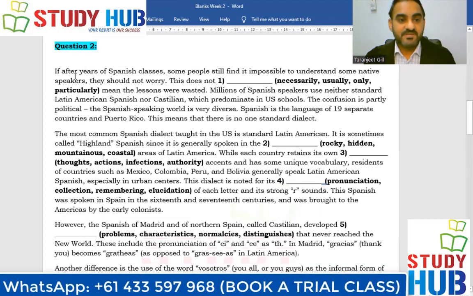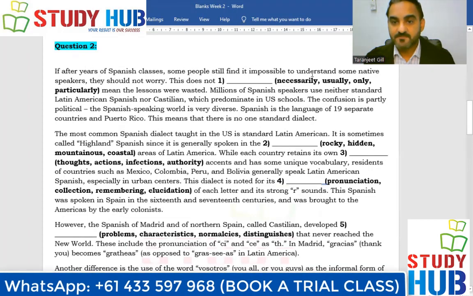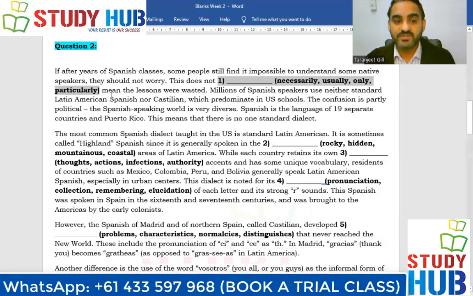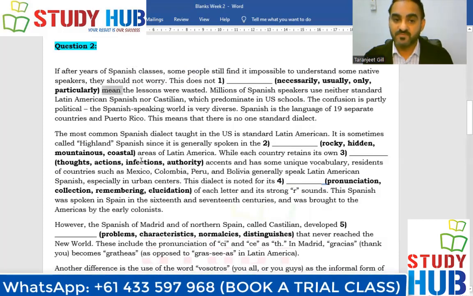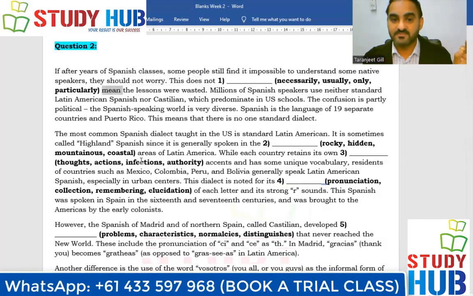Next one: if after years of Spanish classes, some people still find it impossible to understand some native speakers, they should not worry. This does not dash mean the lessons were wasted. Now look at this here. Even if you don't have that blank there, the sentence is still complete. This does not mean the lessons were wasted. So in such scenarios, when the sentence itself is complete, we are mainly looking at what goes with the verb. And in this case, we are looking at an adverb. So you're expecting an ly word before you even click on the drop-down list.